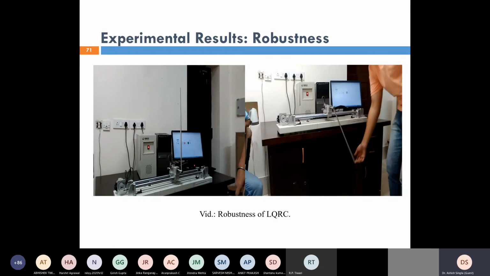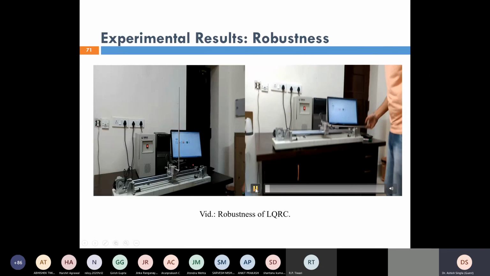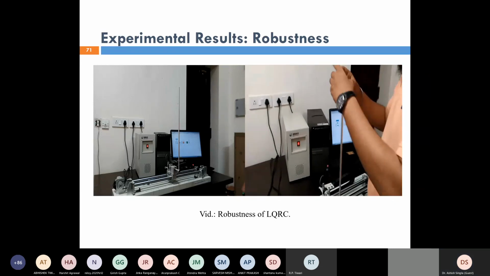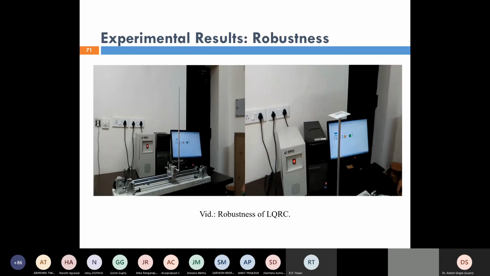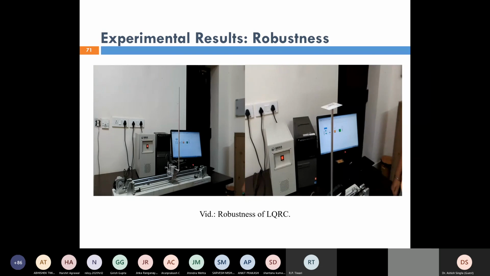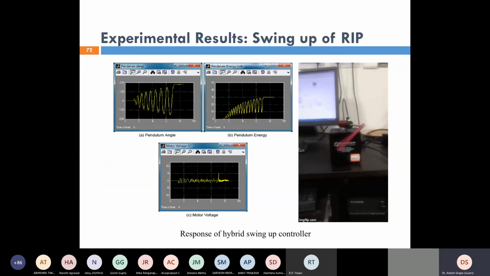Here you can see the pendulum is able to manage. And here we can see we are pasting one string part on the top of the pendulum. So then this is the same concept we have applied for the rotary pendulum.